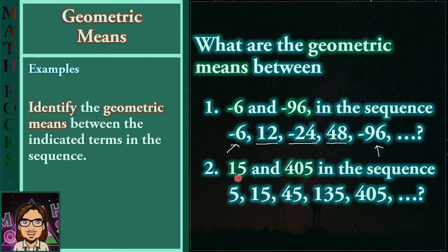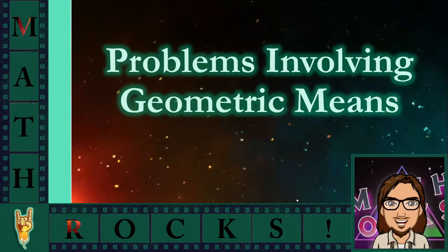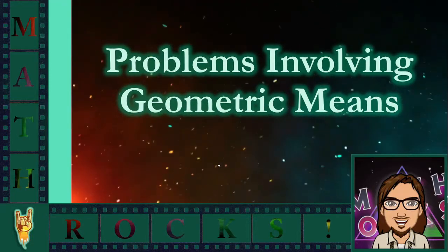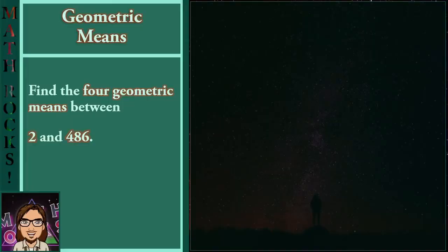Now, for number 2, our question is, what are the geometric means between 15 and 405 in this sequence? So here we would like to locate first the +15 right here, while the other given number is 405 right here. And you will notice that there are actually two terms found between those two, and they are the geometric means. And now let us proceed with some basic problems involving the geometric means.